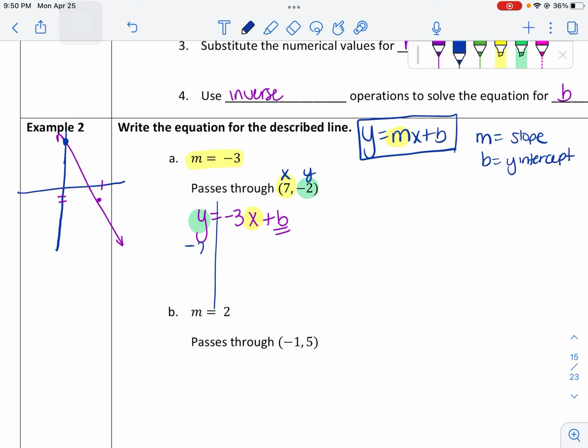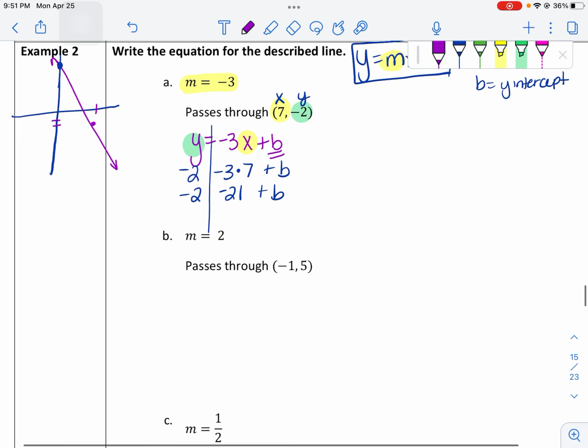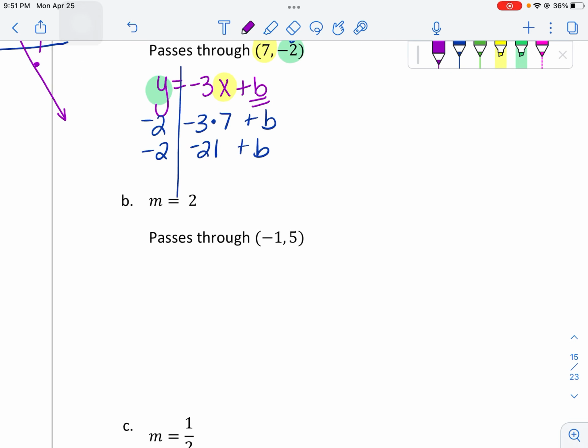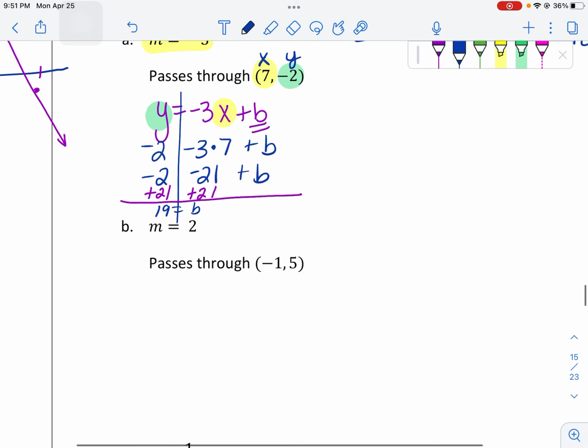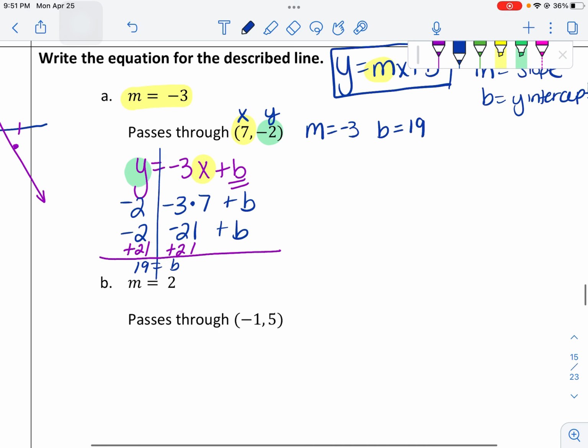So I'm going to put -2 in for y. And then I'm going to have -3x. Remember, that means -3 times x. So I'm going to have -3 times 7 and then plus b. Doing the multiplication, that's -2 equals -3 times 7, which is -21, plus b. The last step to solve for b, using inverse operations, since it's -21, I'm going to add 21 to both sides. -2 plus 21 is like 21 minus 2, so it's going to be 19. So we got b equals 19. We got m equals -3, which was given, and b equals 19. So my final answer is y equals -3x plus 19.